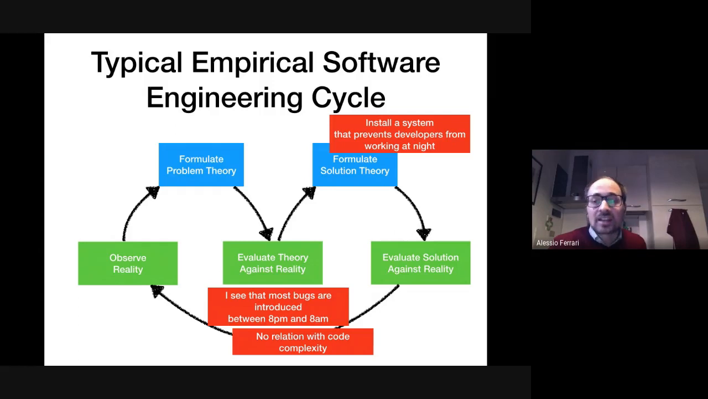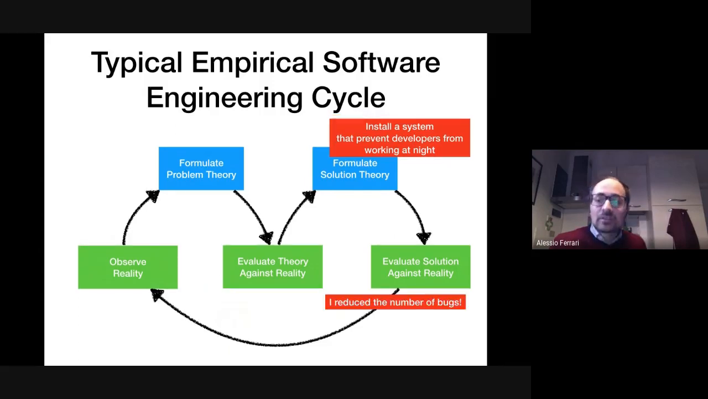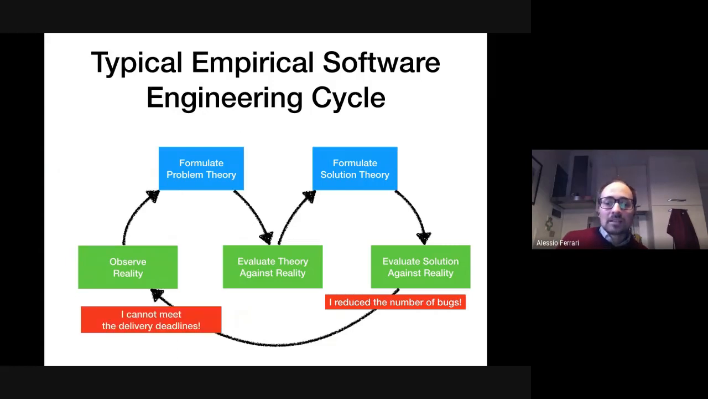Then I have to check if this solution works, because again, here I am in the theory space. I didn't check against reality. So I need to evaluate the solution against reality. And I say, hey, if these people don't program at night, I see that I am able to reduce the number of bugs. So this is a very good outcome. But on the other hand, I see that I cannot meet the delivery deadline.